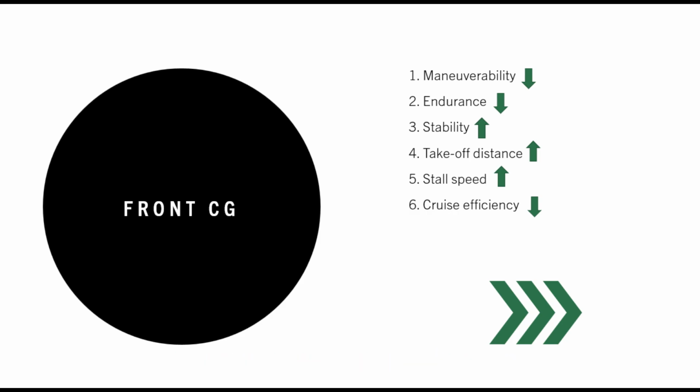A forward CG also increases the stall speed because the tail needs to produce more downward force to balance the aircraft, which adds effective weight and requires a higher angle of attack. This setup creates more trim drag during cruise, which reduces efficiency and may require more power to maintain speed.